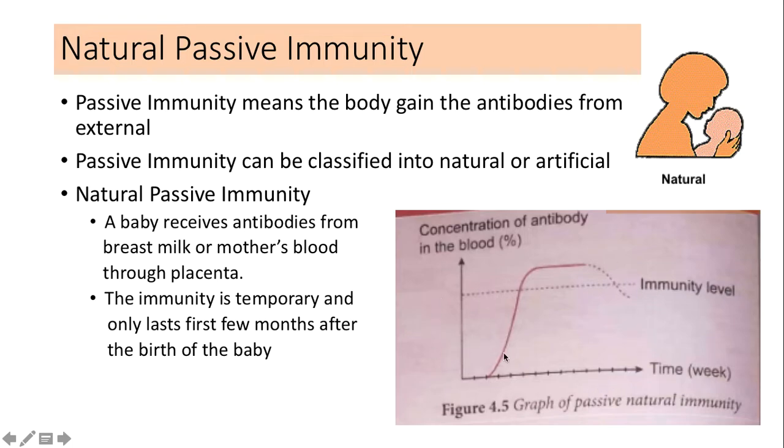As you can see in the graph here, you can please refer to your textbook for a clearer image. For passive natural immunity, the concentration of antibody will increase because the baby keeps receiving the antibody from the mother. But then after a certain point, especially after the birth of the baby, it will start to decline. Dia akan start makin menurun, makin menurun, makin menurun. And lama-lama dia akan the antibody will vanish. So that's why natural passive immunity won't last too long.